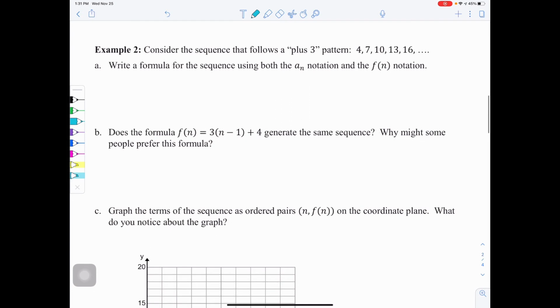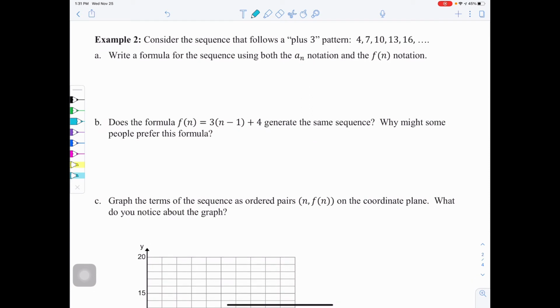Okay, now in example 2, consider the sequence that follows a +3 pattern. Our sequence is 4, 7, 10, 13, 16. A says write a formula for the sequence using both the a sub n notation and the f of n notation. So if we make a quick table, we have the term number and we have the term. And we'll do a few of these so we can see what's going on.